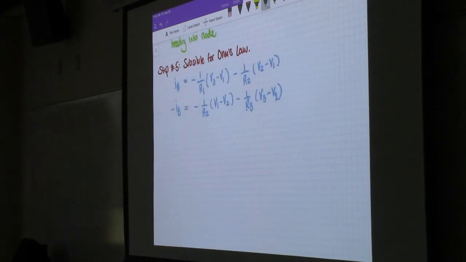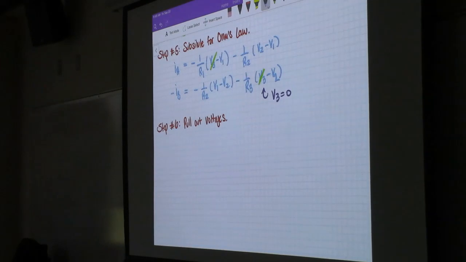All right. So now we're almost done here. So let's pull out the voltages or separate by the voltages. Before I do that, I'm going to cross out anywhere there's a V3, right? Because we know V3 equals 0.